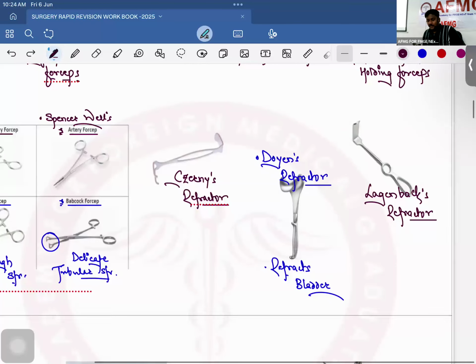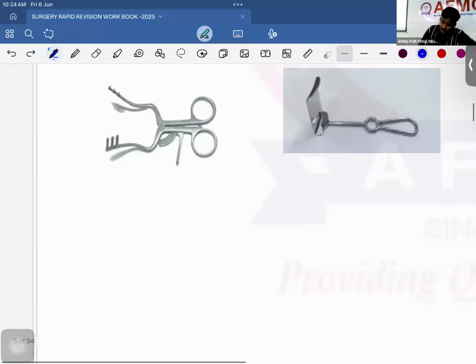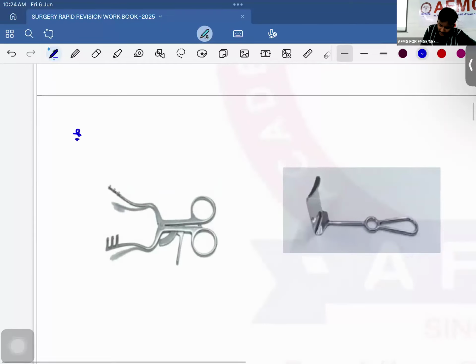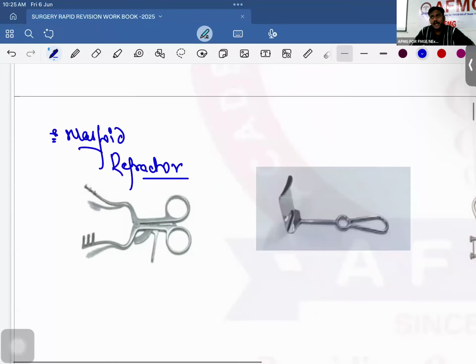Understood? If I talk about the next one now, we know this is important from your ENT surgeries, beta. Why? Definitely this is nothing else but a mastoid retractor, beta. This is nothing else but a mastoid retractor. We know the mastoid retractor is generally used in surgeries like MRM. What is MRM? Modified radical mastoidectomy. What is MRM used for? CSOM.